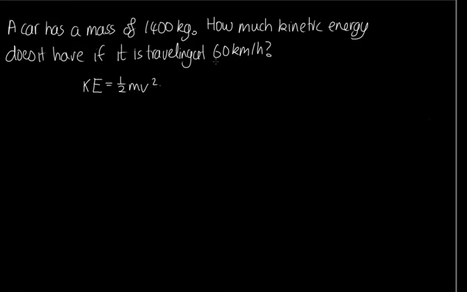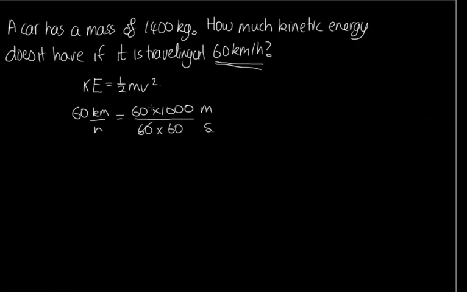So the first thing we're going to need to do is convert this speed from 60 kilometers per hour into meters per second. So 60 kilometers per hour is equal to 60 times 1,000 meters per hour, and then to get it into seconds, in an hour there's 60 times 60 seconds. So these will cancel out and we end up with 16.67 meters per second.